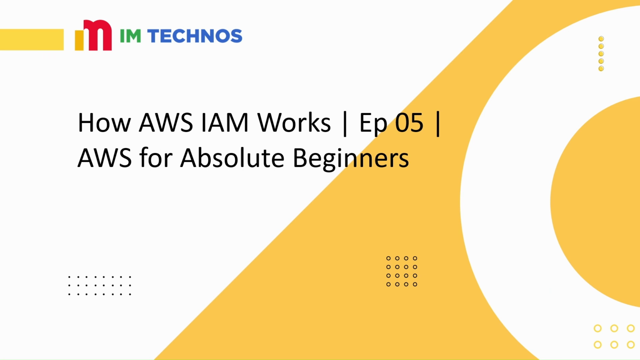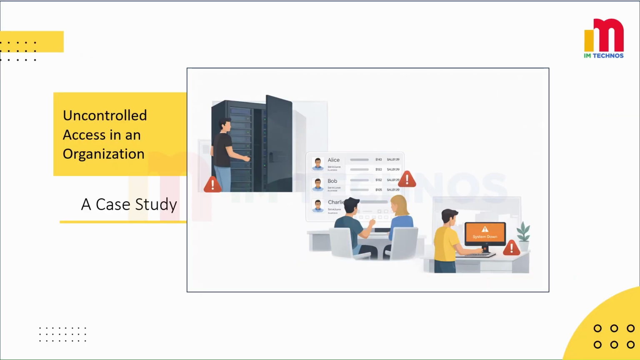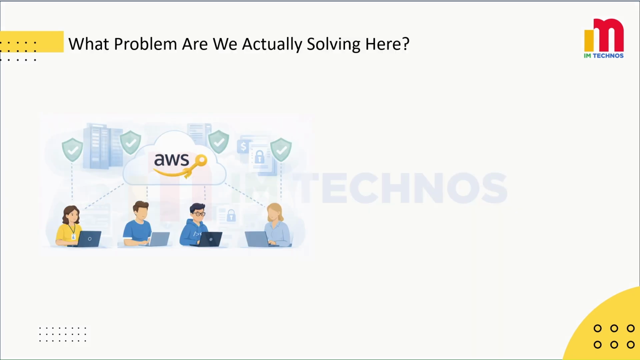In today's video, we are going to understand Amazon Identity and Access Management and how it helps you control who can access your AWS account and what they can do. Imagine you're working in a company and suddenly everyone in the office has access to everything. Anyone can enter the server room, anyone can see salaries, anyone can even shut down systems. Sounds risky, right? So what problem are we trying to solve here?